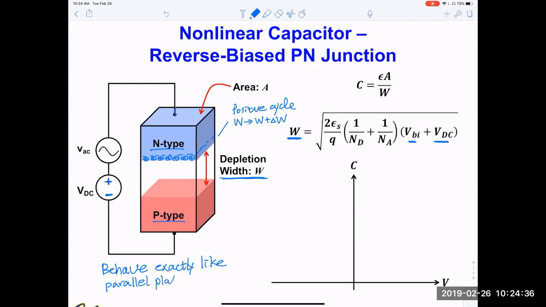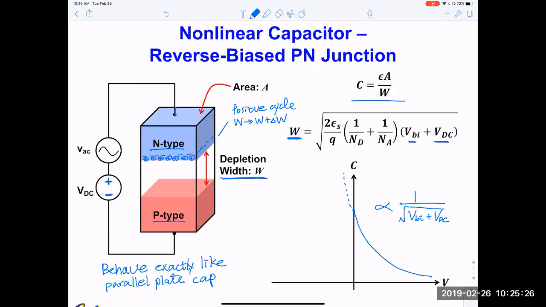And this parallel capacitor with a spacing of W. So capacitance is simply epsilon times area. This is the area in the lateral direction divided by W. But now W is a function of voltage. So this is no longer constant. So if you plot, this will be something like this, okay? This will be proportional to 1 over square root of V, built-in voltage plus the reverse bias that you apply to the diode, okay? In the forward direction, the curve will continue a little bit.